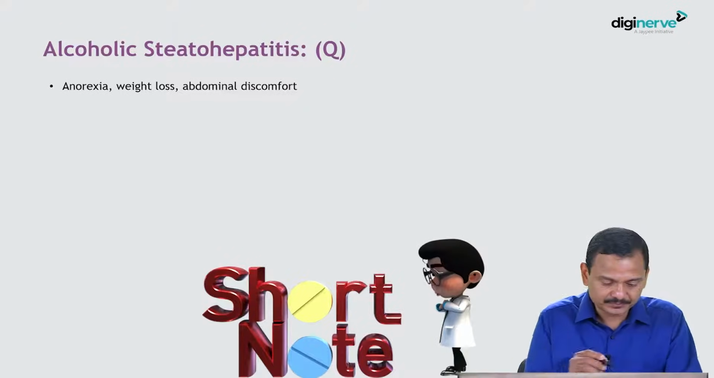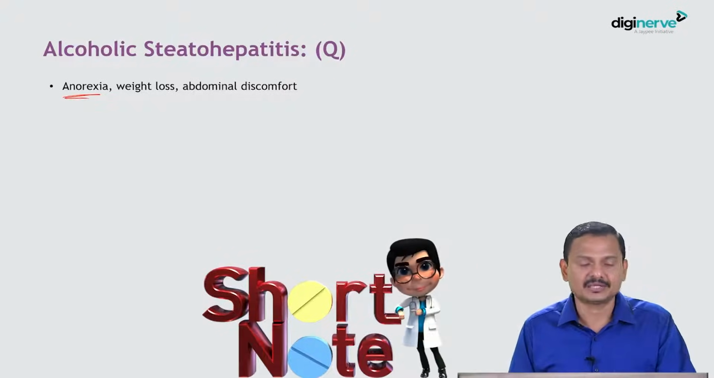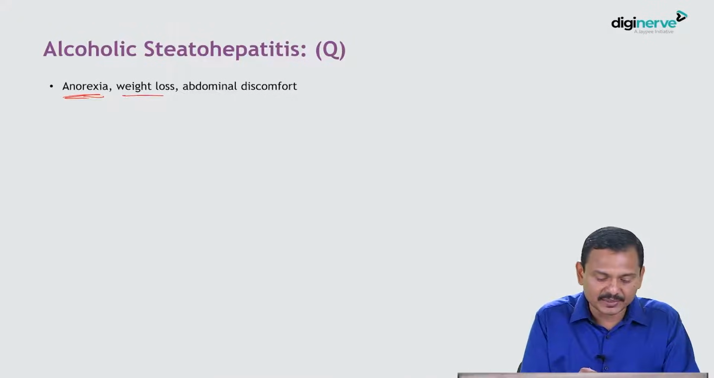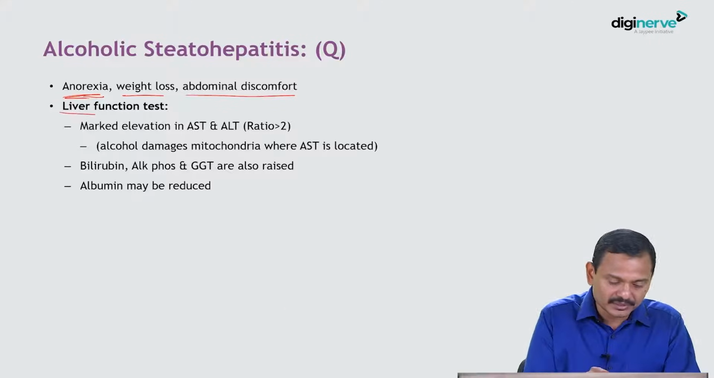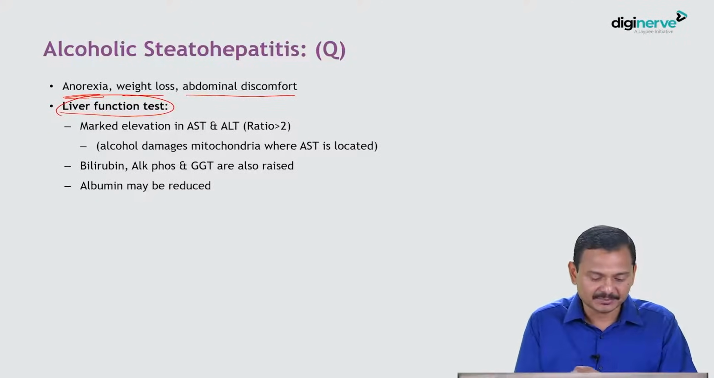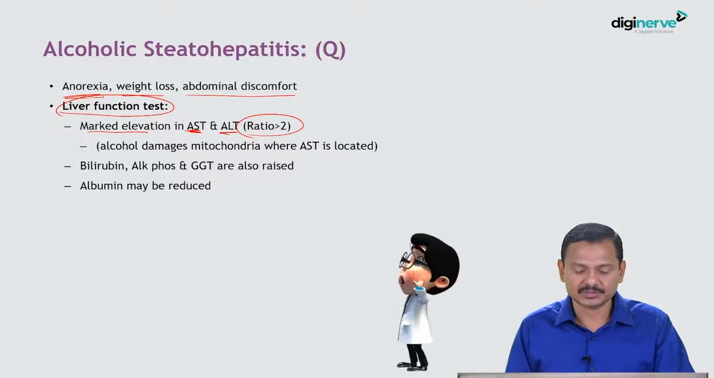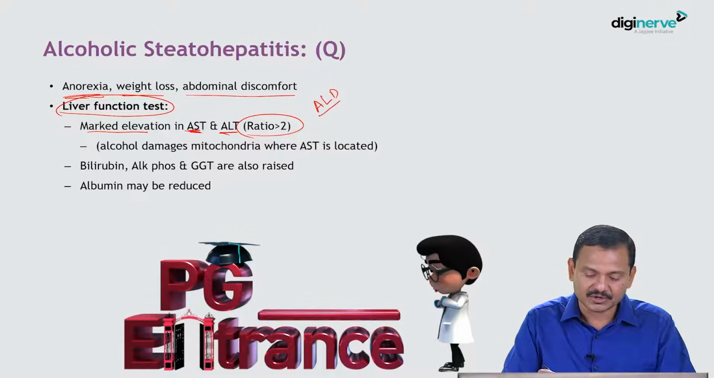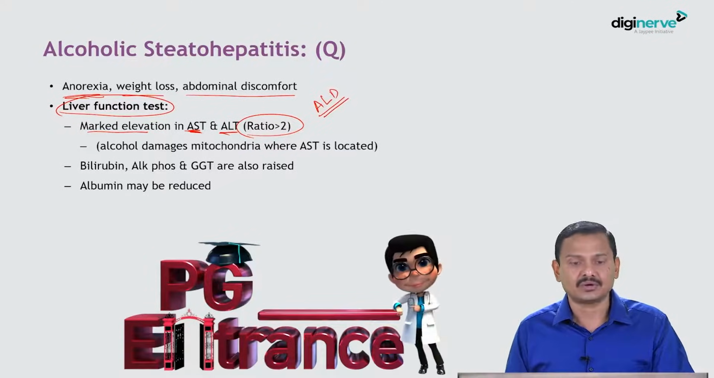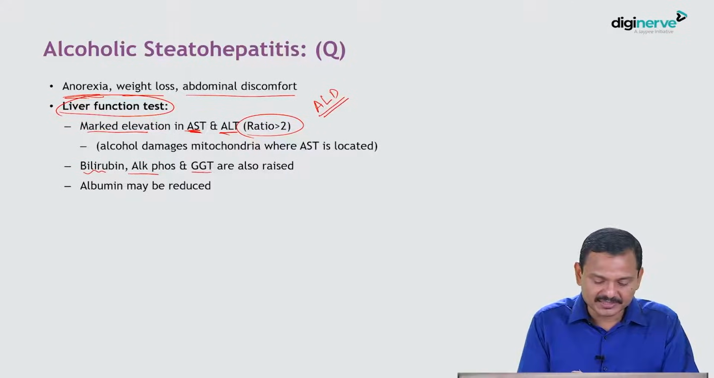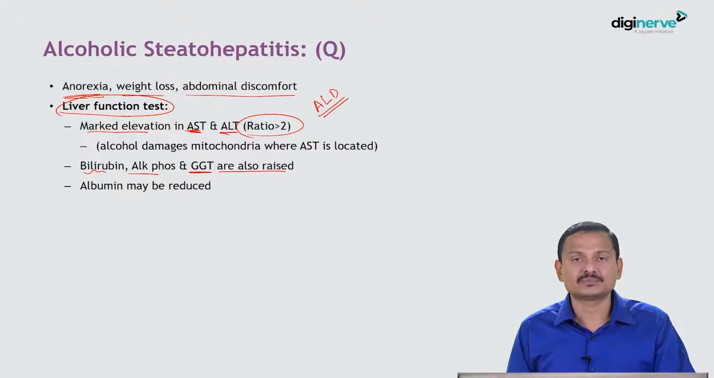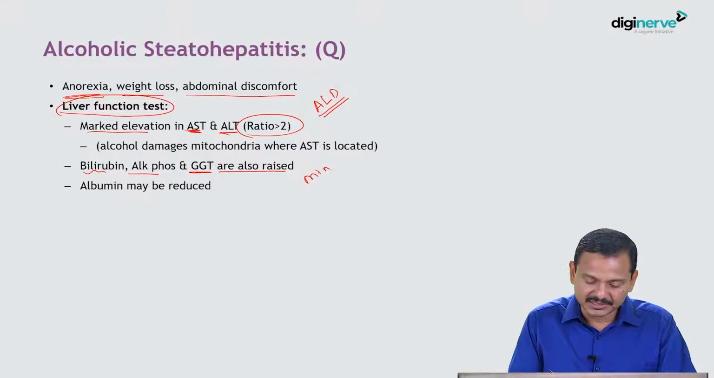So what can happen? Steatosis can lead to hepatitis, or hepatitis as such can be the first manifestation of alcoholic liver disease. Again, the symptoms are non-specific: anorexia, weight loss, as well as abdominal discomfort. When the liver function test is done, the patient will have marked elevation of AST and ALT, and the ratio will again be more than 2, and this is indicative of the etiology, that is alcohol induced. Now bilirubin, alkaline phosphatase and GGT will also be raised, but they will be minimally raised.